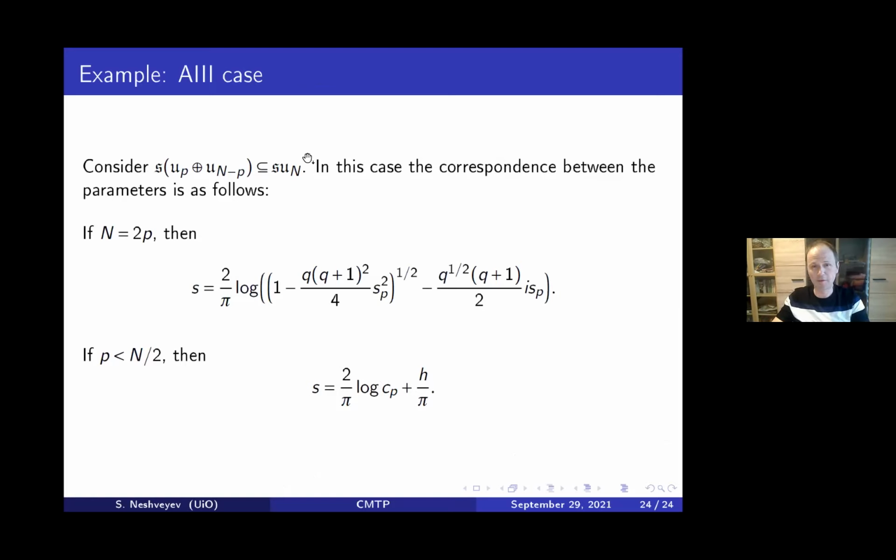So if we consider this AIII case, a symmetric pair of this form. Again, remember that we have two different cases when p is half of n and when p is less than half. In the first case, this parameter S is expressed as follows in terms of these parameters defining coideals. In the second case, this parameter is expressed by this easy expression, again, where this is one of the parameters defining the coideal. Okay, I finish at this point.